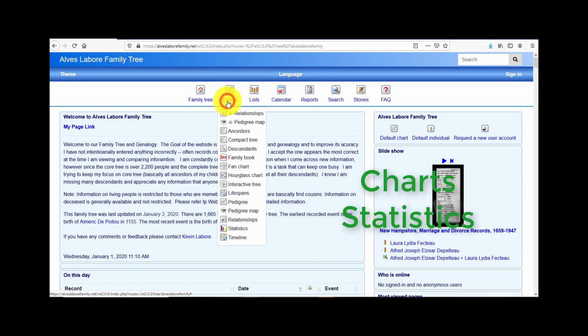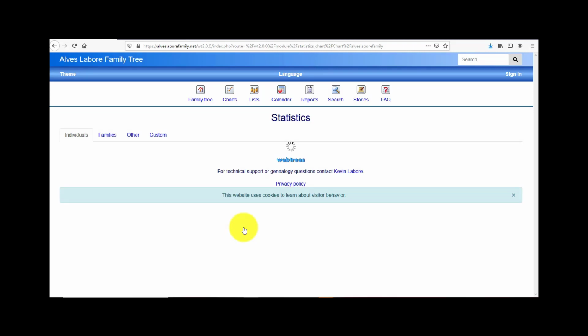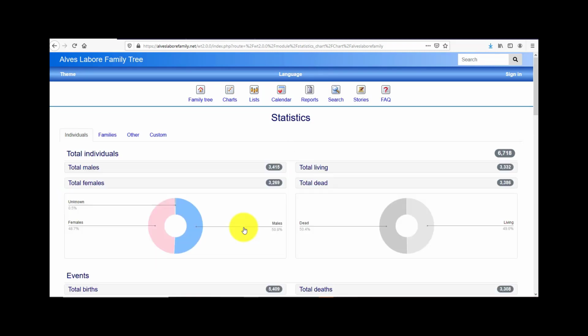So, go to charts and go to statistics. It's just going to pull up a lot of information that's quite interesting, quite detailed, and sometimes a little overwhelming. Usually the default is going to be individual, so you can tell we have slightly more males in our tree, almost 51% and almost 49% ratio, and it tells how many people are living and dead.